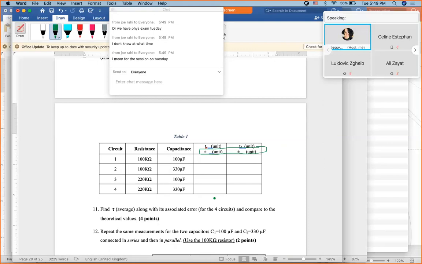For this session on Tuesday, Joe, can you please speak up? I don't want you to be confused. Please talk to me. Joe? Doctor? Yes, what's wrong? What's happening next Tuesday? Yes, we have the physics exam on Tuesday, but I don't know at what time. I think 1 hour before. Okay, don't worry about it.